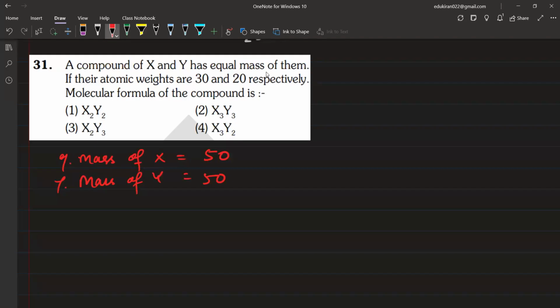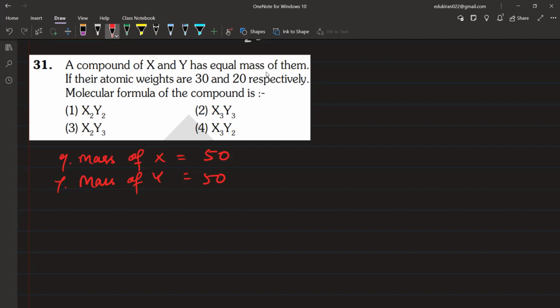Now we will go ahead. Read the first sentence, Arisha. Can you please read it loudly? A compound of X and Y has equal mass of them. What does that mean? They both have equal mass.